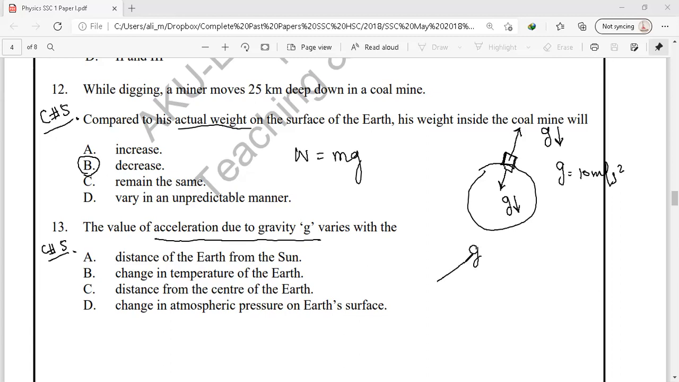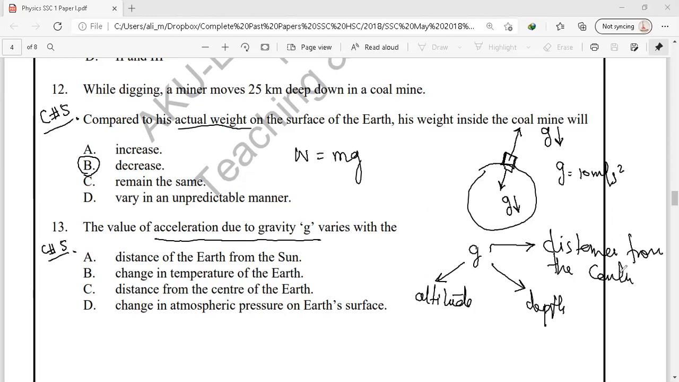So this gravitational acceleration depends on the altitude and depends on the depth from the surface. Or in short, this gravitational acceleration depends on the distance of the body from the center of the earth.